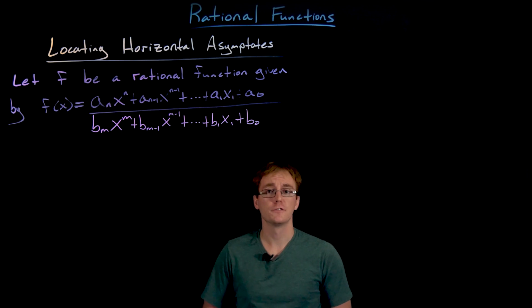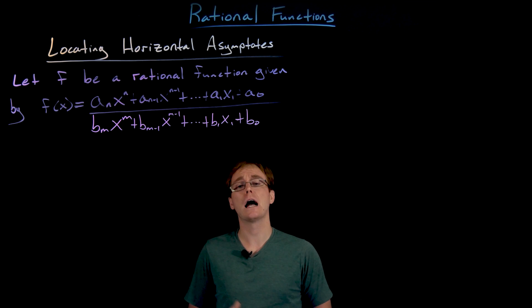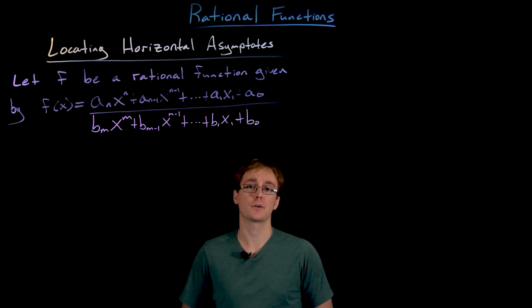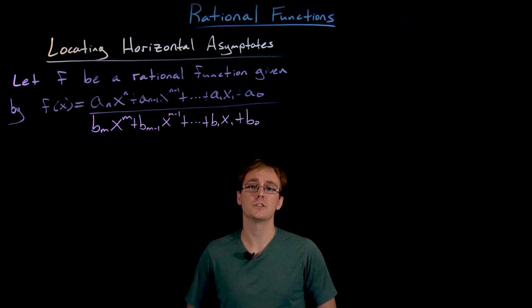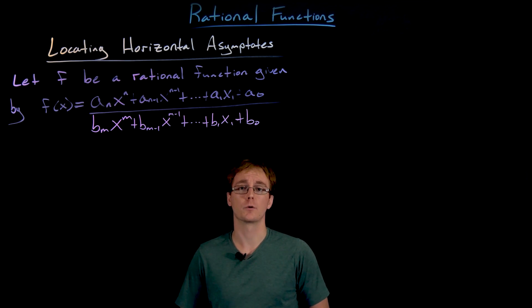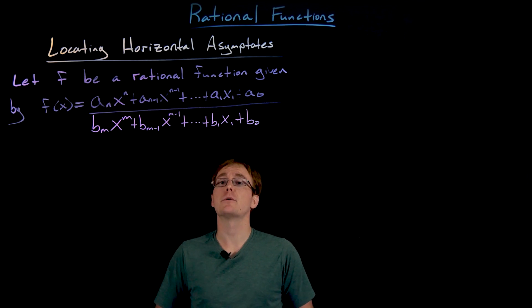So many of our rational functions are going to have these horizontal asymptotes, and now we need to discuss how we go about locating and describing these horizontal asymptotes. And there's really only 3 situations or cases that we need to be able to work with. So for our upcoming discussion, we're going to assume that our function f is a rational function.